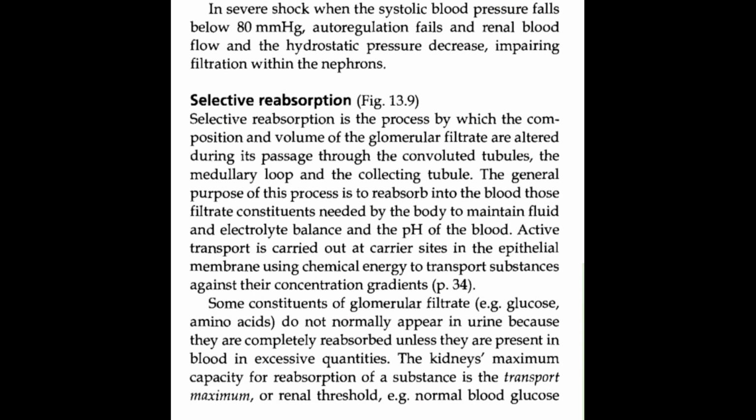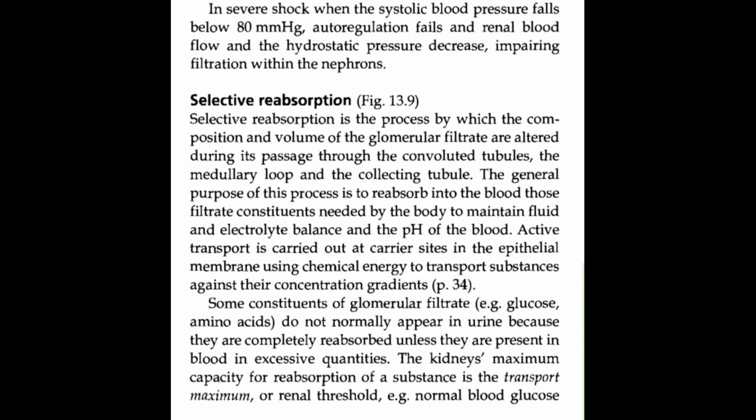Selective reabsorption. Selective reabsorption is the process by which the composition and volume of the glomerular filtrate are altered during its passage through the convoluted tubules, the medullary loops and the collecting tubules. The general purpose of this process is to reabsorb into the blood the filtrate constituents needed by the body to maintain fluid and electrolyte balance and the pH of the blood.